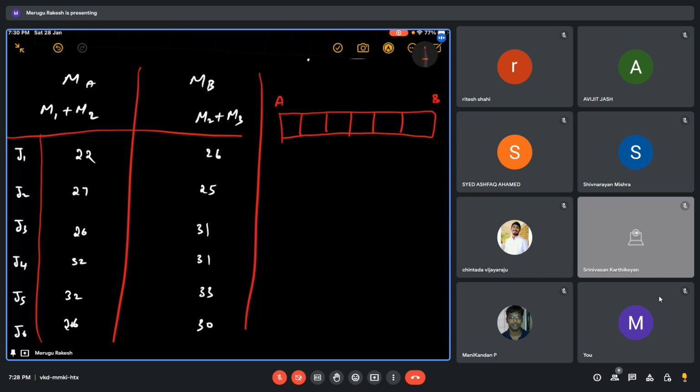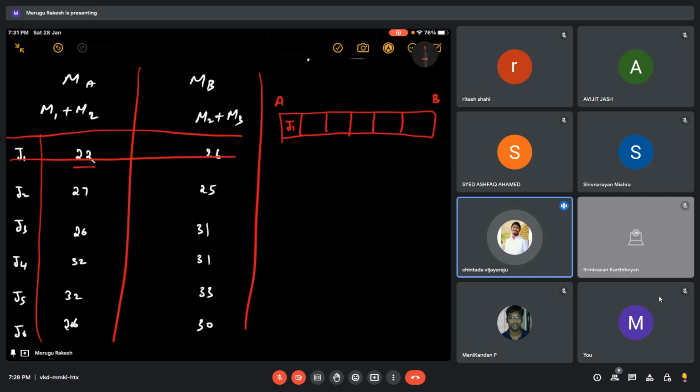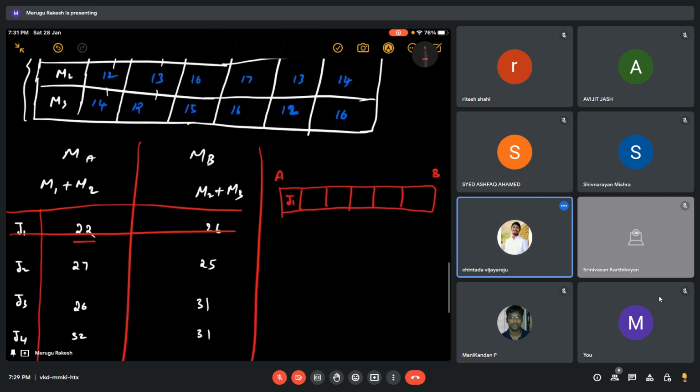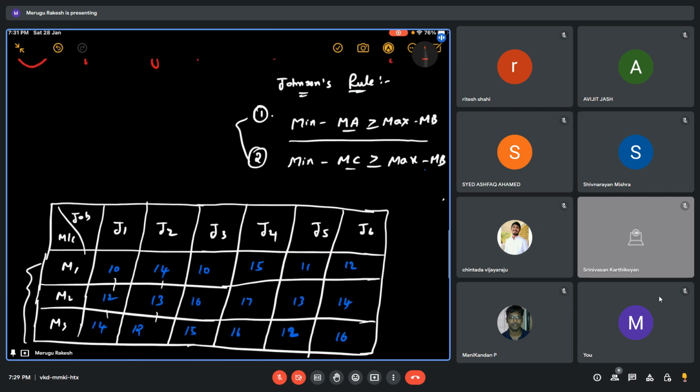We have to look for the smallest value. Here I'm getting 22, the smallest one, and the rest are more than 22. This is J1, so I will keep it here. This one is done. The next smallest value is, yeah, the previous conditions are not satisfied in this case.